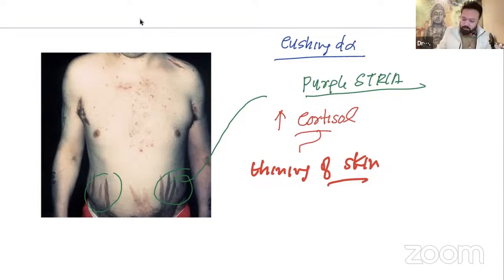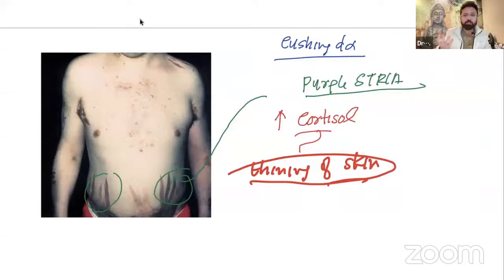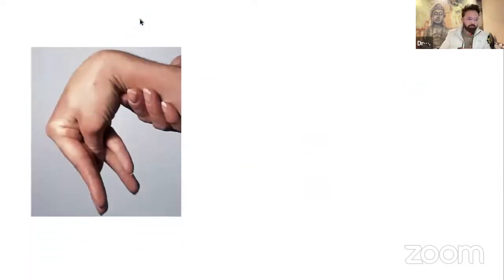Because of the thinning of skin, it is called purple striae, and the diagnosis can be, of course, Cushing syndrome or Cushing disease. Now the second image, what is this? If a patient is coming to your OPD like this, what is this called?